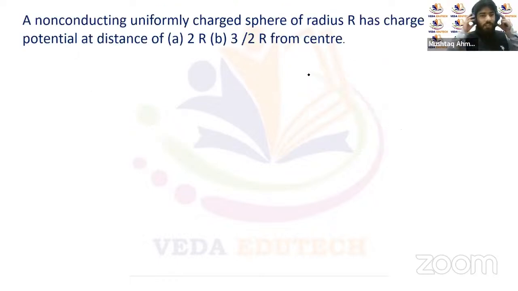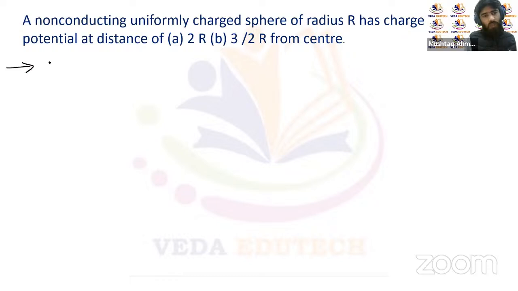So let's discuss the question here. A non-conducting uniformly charged sphere of radius R has charge Q. Find the potential at a distance of 2R and at a distance of 3 by 2 R. For both distances from the center, both the points will be outside the sphere, so we'll be using the formula for calculating the potential outside the sphere.